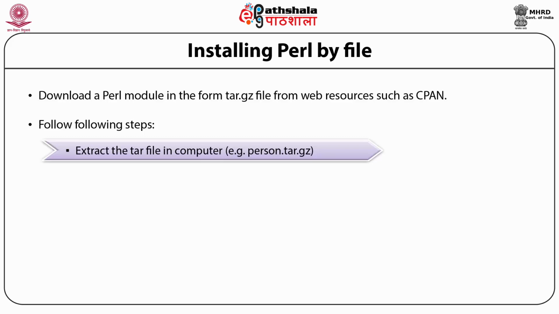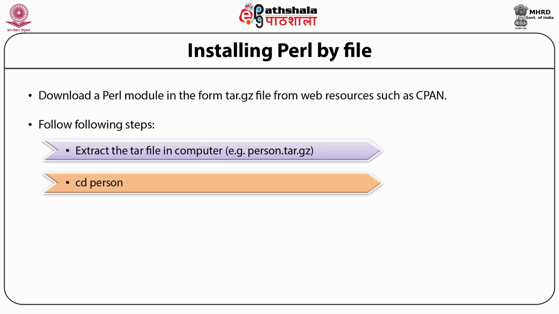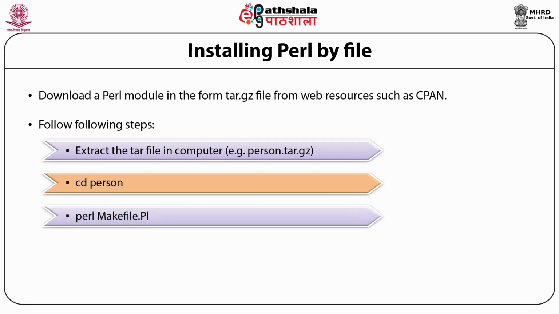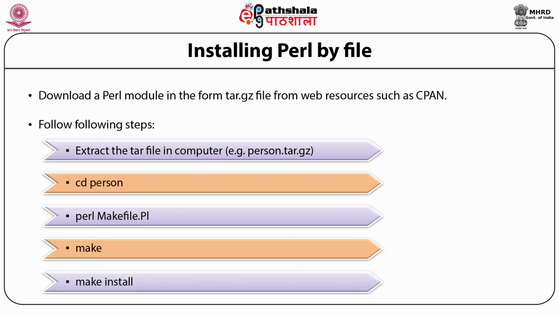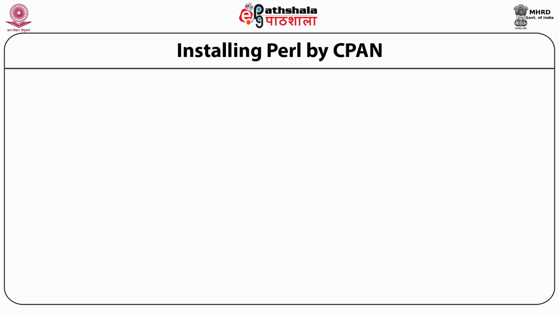Here, for example, cd person, and after going to the module folder, we need to run the following commands. In the module folder, there will be one Perl file, that is Makefile.PL. To run this PL file, we need to type the command in the command prompt: perl Makefile.PL. After that, we need to type the second command, make, and to install, at last we need to type the command make install.